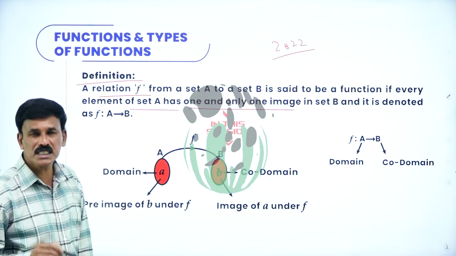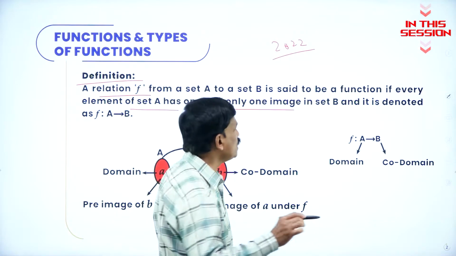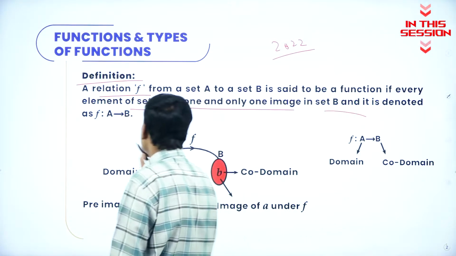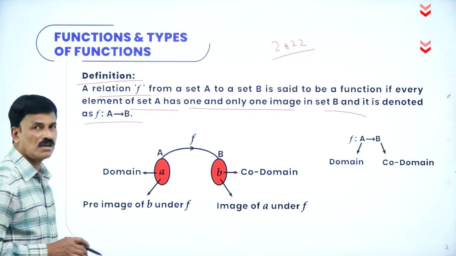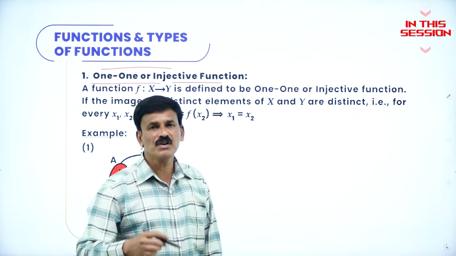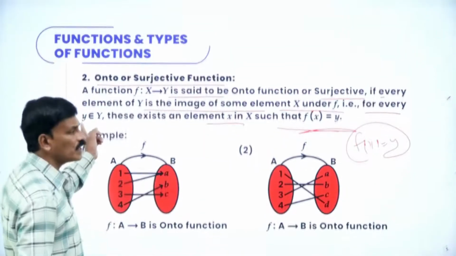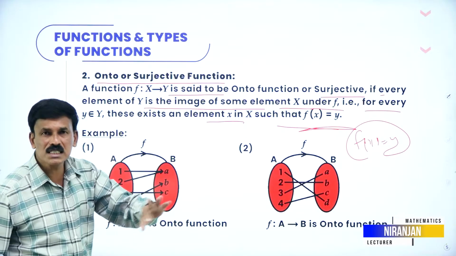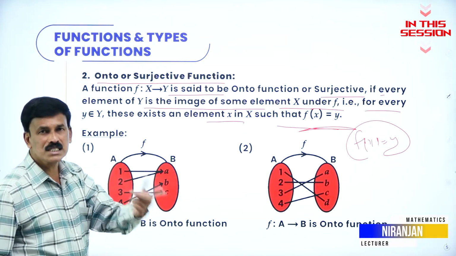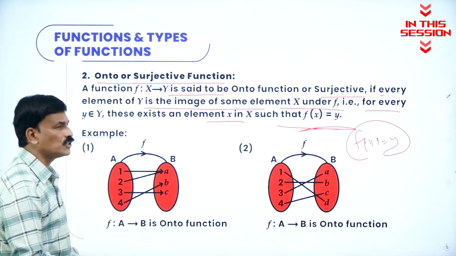Every element of the set A will have one and only one image in the set B, and it is denoted as f from A to B, called a function. A function f of x is said to be one-one if f of x1 equals f of x2 implies x1 equals x2. For every y belonging to Y, there exists an element x in X such that f of x equals y, then the function is called an onto function.